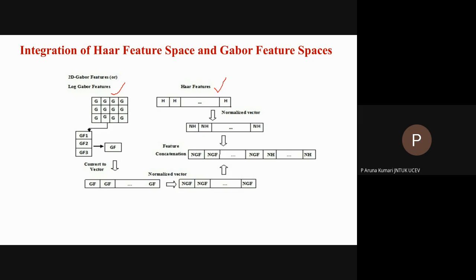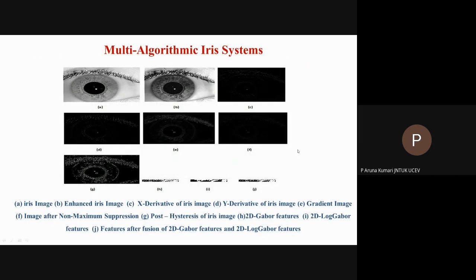Then if you observe, the Gabor features are different from the Haar features, since they are in different domains. Then I have to apply normalization before integration. That's why we have applied downsampling, and then we have converted to a vector and normalized. Here also the Haar wavelet features have been normalized, and we have combined them. Then obviously the features we got after integration will be of a high dimensional feature space.